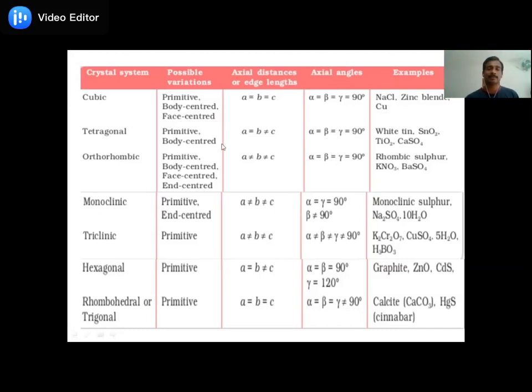Tetragonal. Here, what is the difference between cubic and tetragonal? Only one difference. The lengths of two edges will be different. A and B are equal, but B and C are not equal.